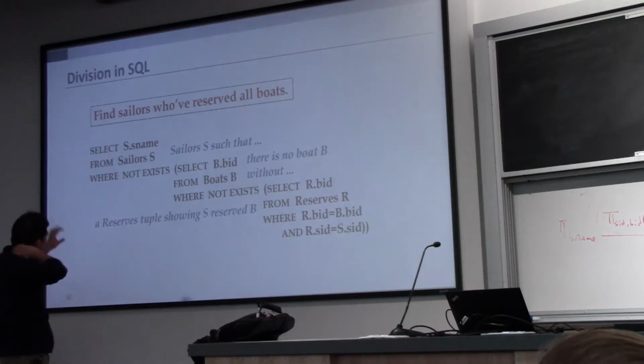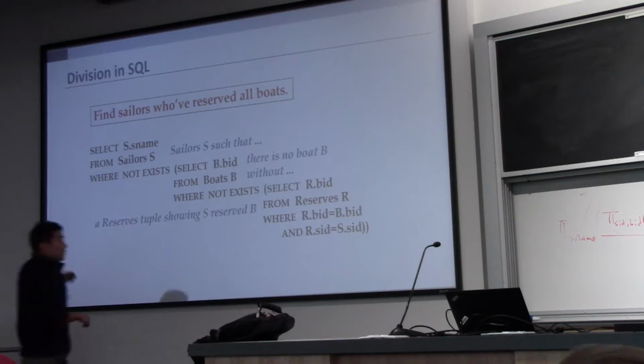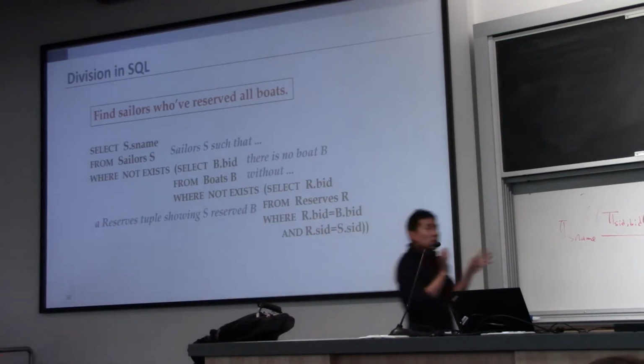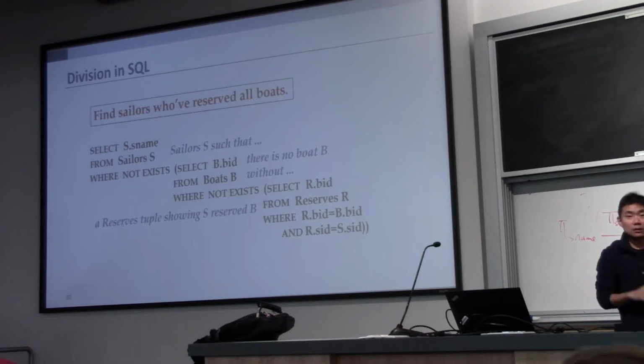And what I'm doing is, for each sailor, that's the outermost block, I iterate through all the sailors. For each sailor, I'm going to return this sailor if I use NOT EXISTS. NOT EXISTS means that if that block is empty, I'm going to return this sailor. Otherwise, I will not return the current sailor. So I'm going to repeat this here.